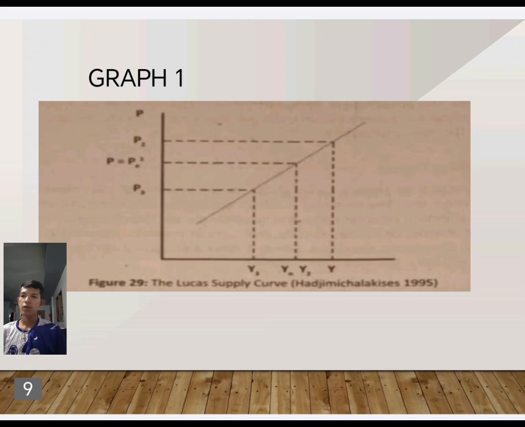Graph 1 is the Lucas supply curve. This graph represents the Lucas aggregate supply curve, which shows the relationship between the actual output Y and the price level P relative to expectation. The vertical axis shows price levels. The horizontal axis shows output levels, and a positively sloped line shows that output increases as the actual price level rises above the expected. The dashed horizontal and vertical lines show the shift from expected to actual price and the corresponding output responses.